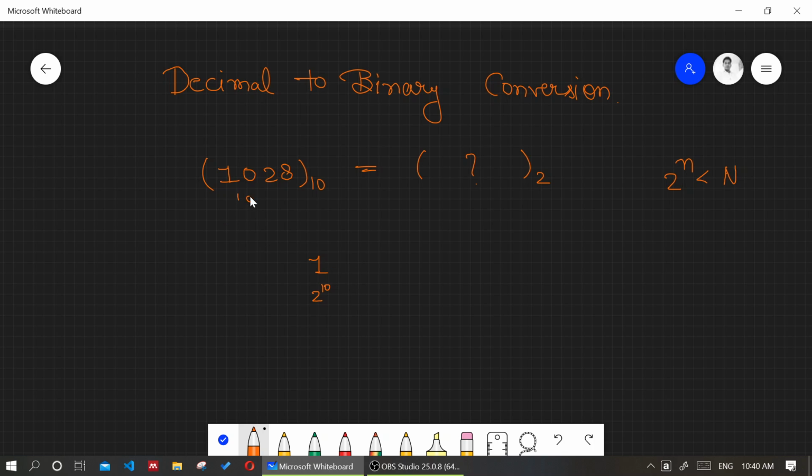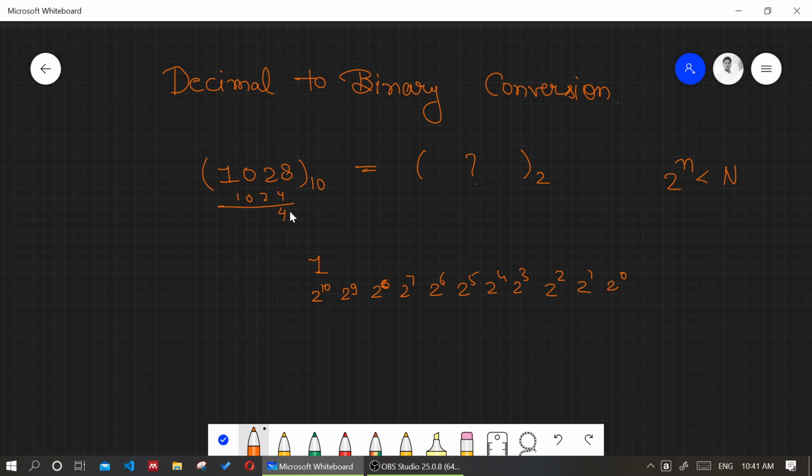Then simply subtract 1024 from that, so that we are left with the value 4. So for the rest of the places, like 2 raised to the power 9, 2 raised to the power 8, 7, 6, 5, 4, 3, 2, 1 and 0. So actually when the number is just greater than 1024, then the length of your binary string is already pre-decided by 2 raised to the power 10.